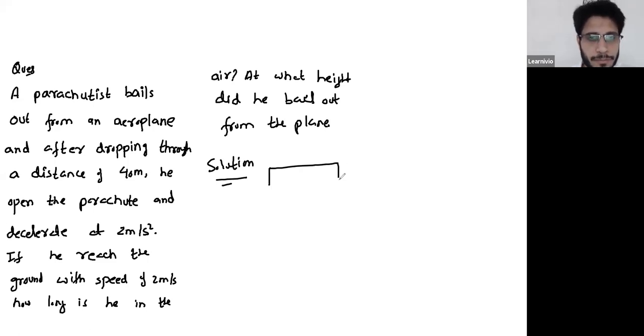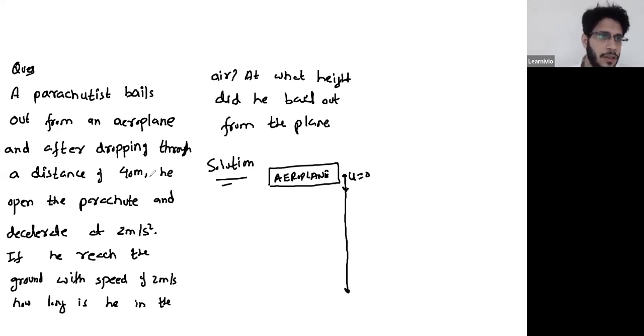So this is the aeroplane. At the time this parachutist jumped, the plane was at rest. This man jumped from the aeroplane. What should be the initial velocity of this man? This plane is stationary, so 0. Now its motion would be straight downwards. So let's call this point A. After dropping through a distance of 40 meters, he dropped by a distance of 40 meters.